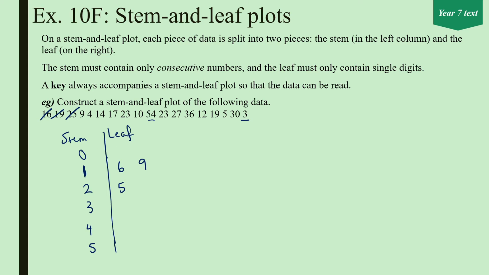25, I've got 9 and 4. I'm just going to cross them both out. I've got 14, so I'll put the 4, the 7 for the 17th, 23, 10, 54, 23, 27, 36, 12, 19, 5, and 30, and 3.